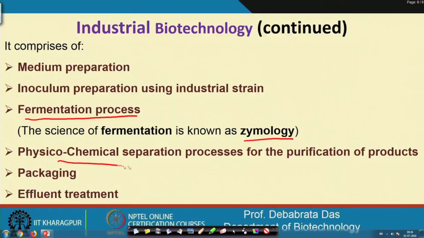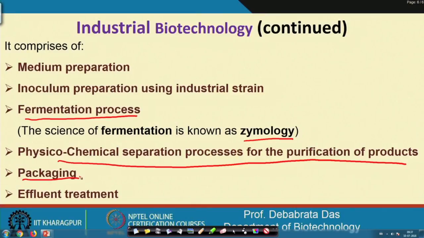Now, physicochemical separation processes for the purification of product. As I mentioned at the beginning, when you produce any kind of product, you cannot market that product as such, because it has a lot of impurities. So, you have to purify the products. A lot of physicochemical processes are involved for the separation, for getting the purified product. And then packaging. Nowadays, packaging is a very important technology. The packaging should be good, so that the consumer can be attracted to that.